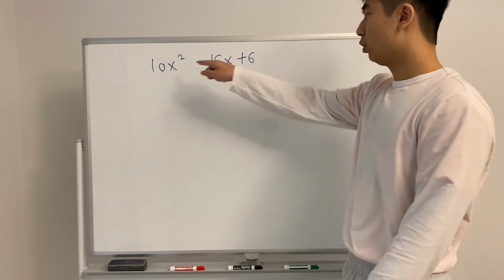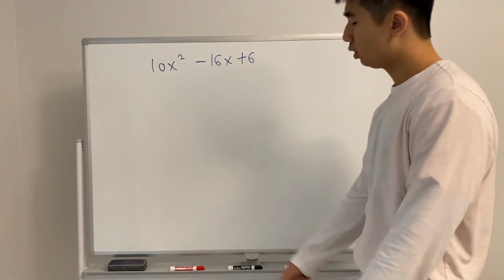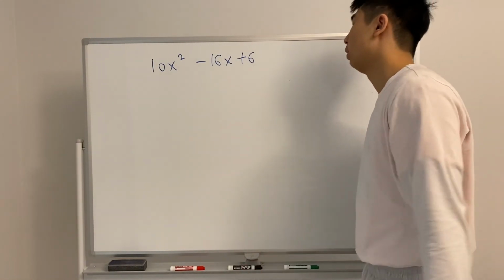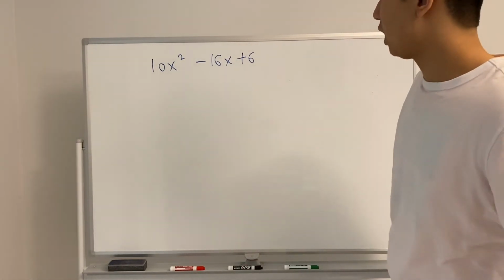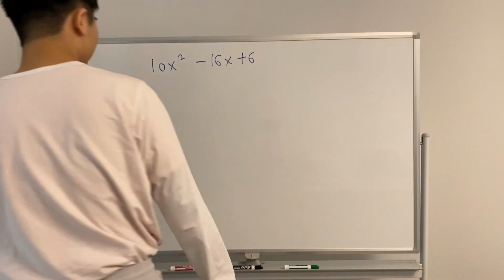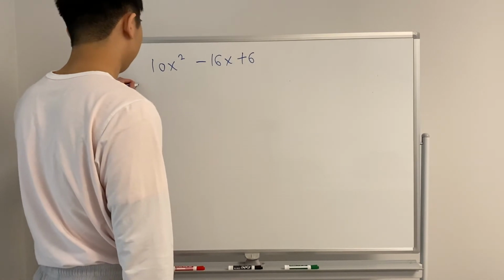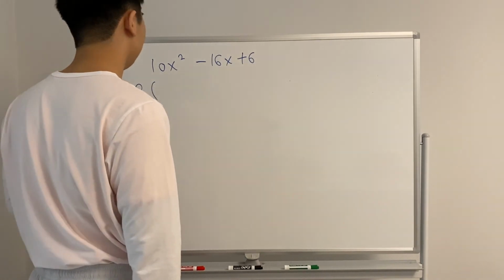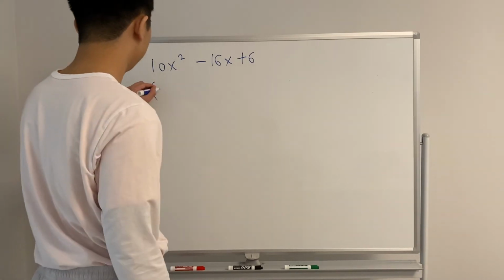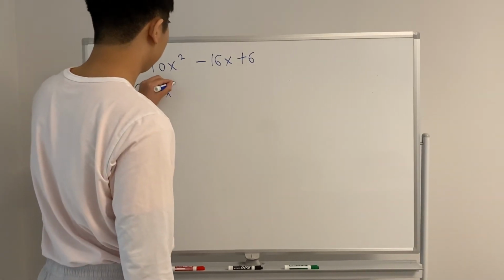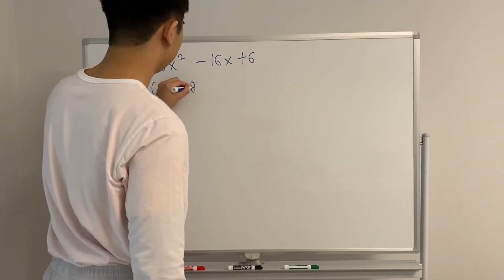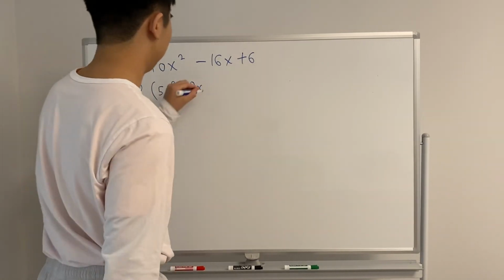All right, so now this will be our last question. So we have 10x squared minus 16x plus 6. First thing we do when a is not equal to 1, we see if there's a common factor that can be taken out. And in this case, there is a common factor. That common factor is 2. So if we take 2 out of everything, what are we left with? 10x squared divided by 2 is 5x squared. Negative 16x divided by 2 is negative 8x. 6 divided by 2 is 3.